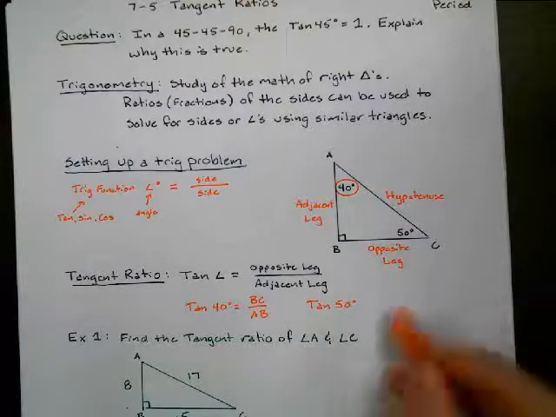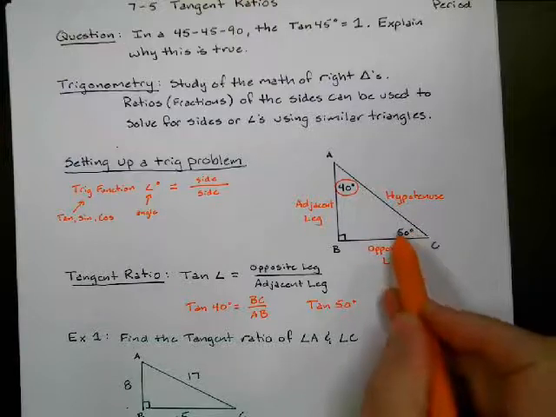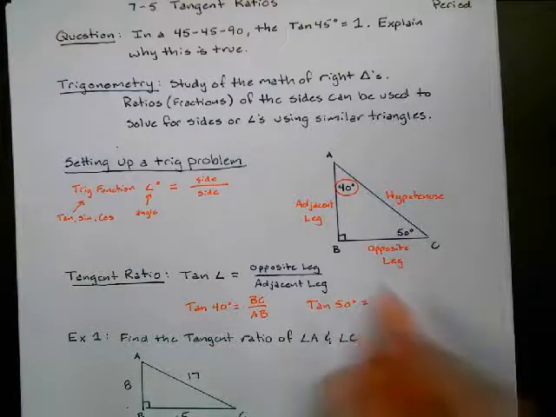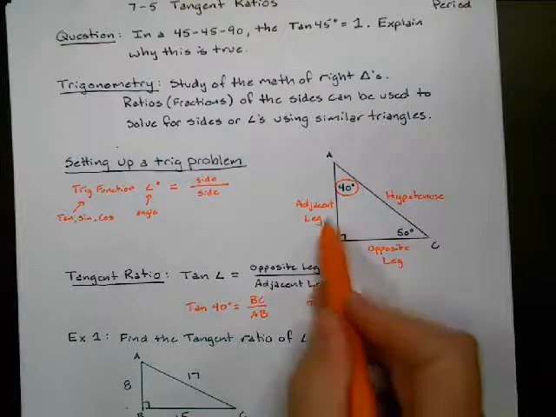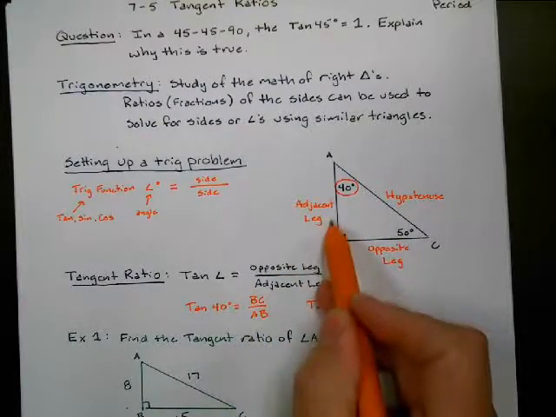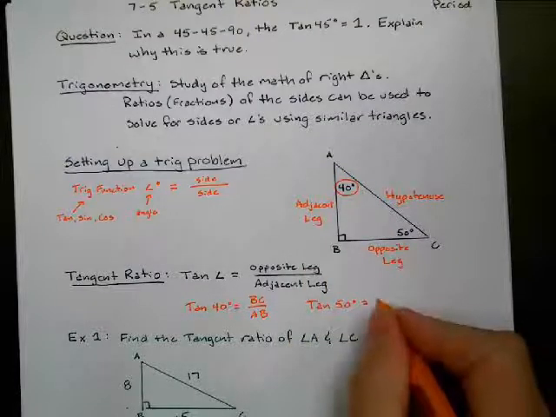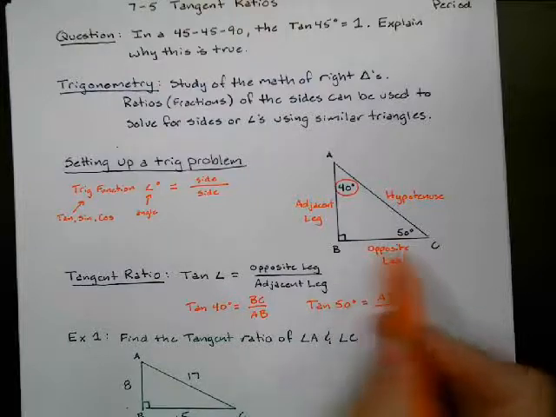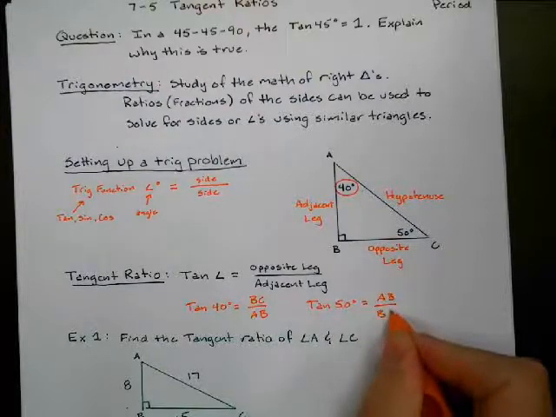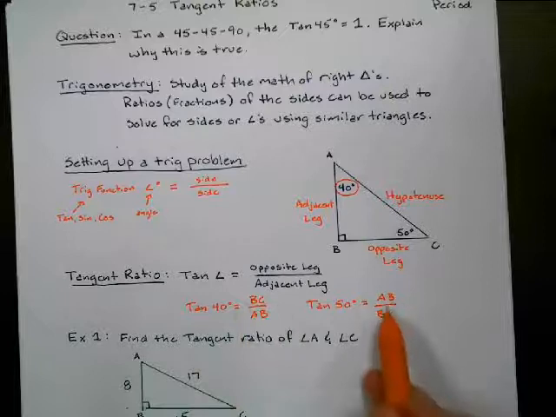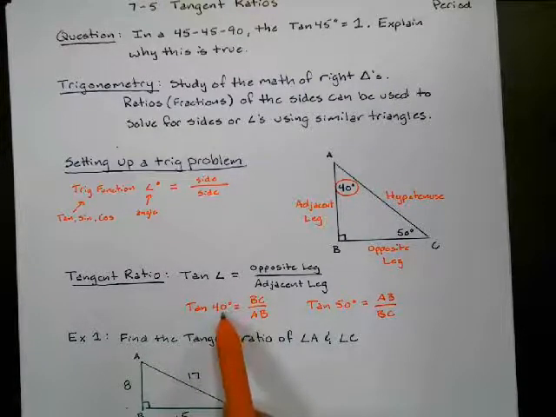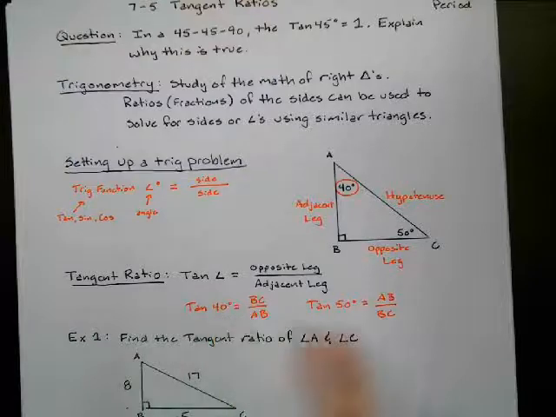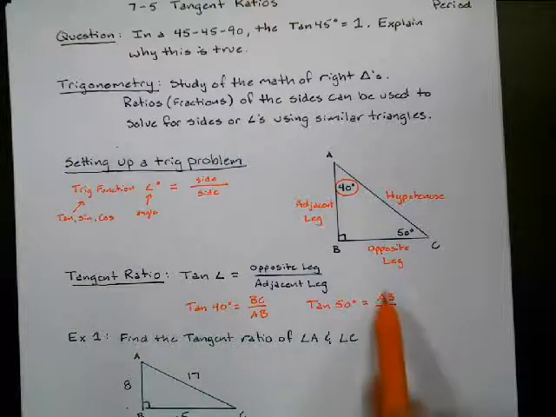So if the angle that I'm focusing on is this 50-degree angle, again, tangent is opposite leg over adjacent leg. Well, the opposite leg is now this one over here. So AB is the opposite leg, and the adjacent leg is now BC. And what you see here is these are reciprocals of each other. So the tangent of one angle is the other angle's reciprocal. So we flip them around.